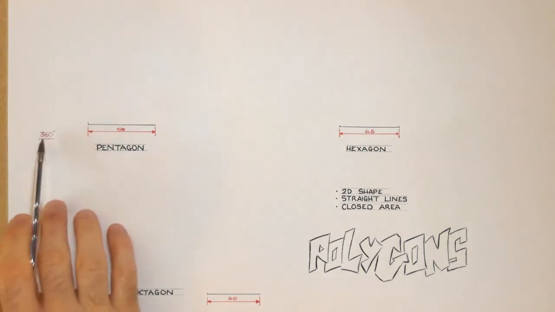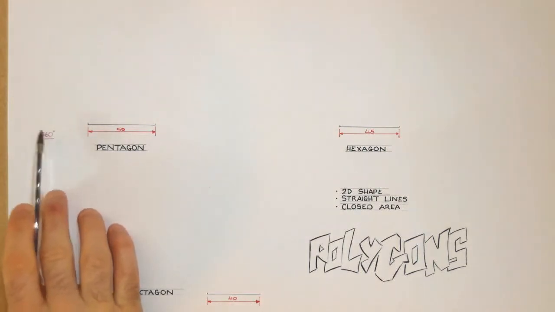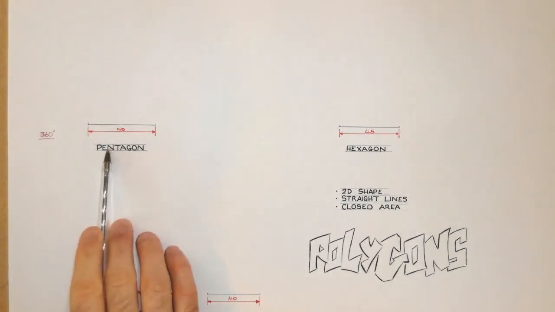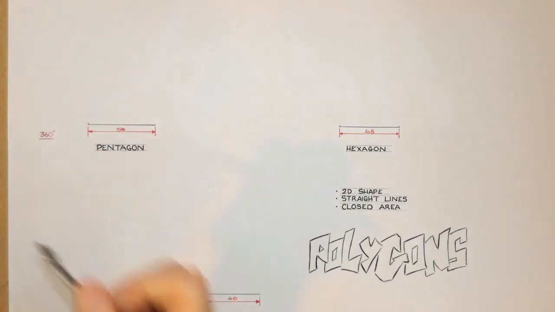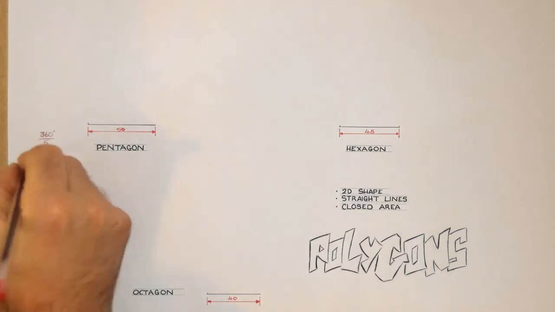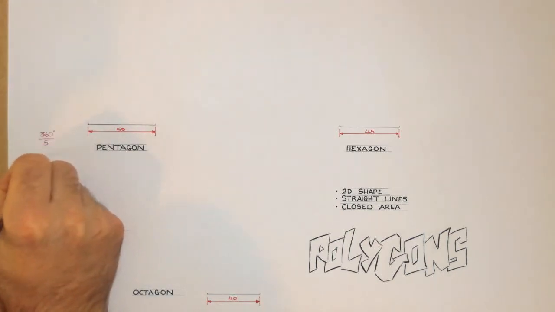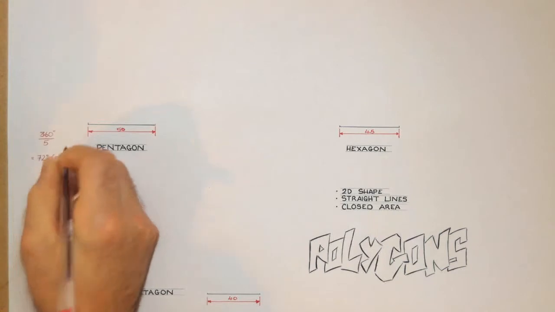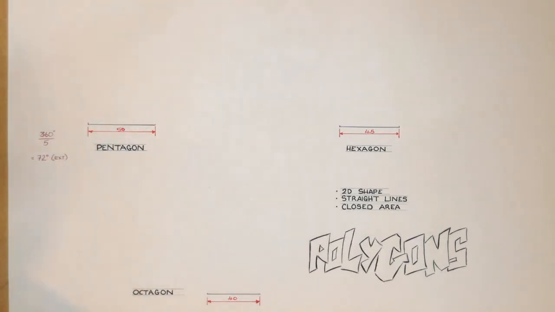What we're going to do is divide 360, which is the angle inside of the circle, by the number of sides that we need for our polygon. We're starting off with a pentagon, and we know a pentagon has 5 sides. So 360 divided by 5 is equal to 72 degrees. Okay, and I'm just going to put in brackets there EXT.